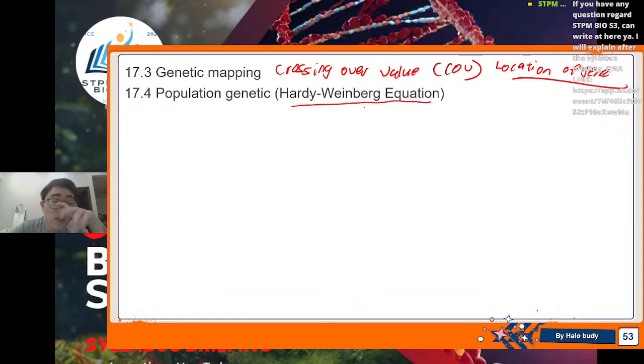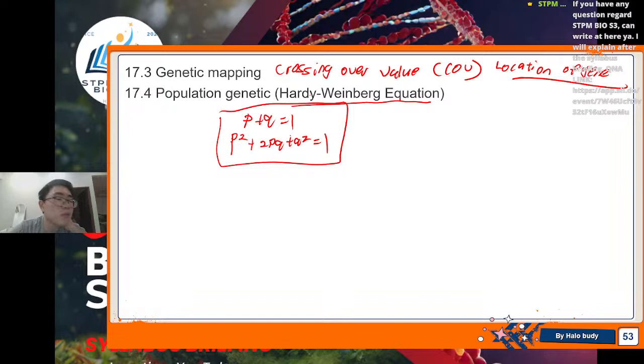For this, I'll just tell you there are only two equations: p plus q equals 1, and p squared plus 2pq plus q squared equals 1. It's easy, no need to worry. Can't you memorise two equations? Sometimes everyone says biology has calculations. But in biology, calculation questions are a bonus to you because they are very easy. Normally it's very straightforward if you know the formula.